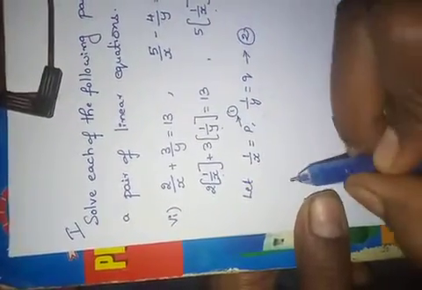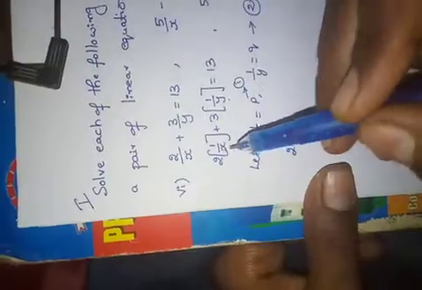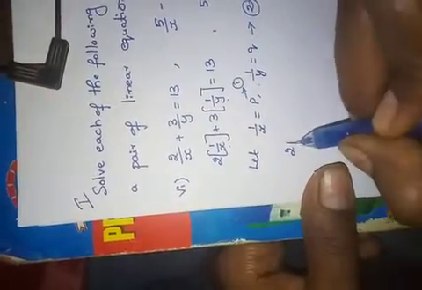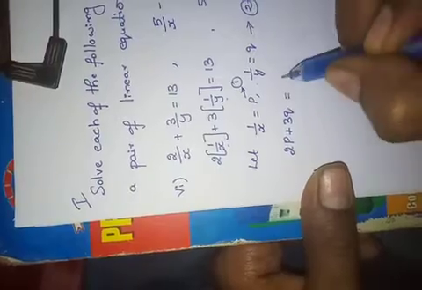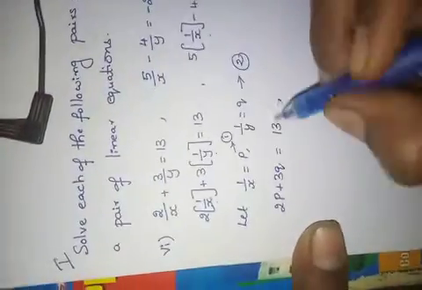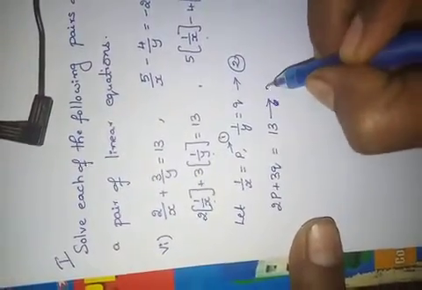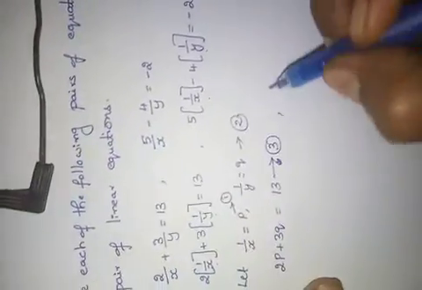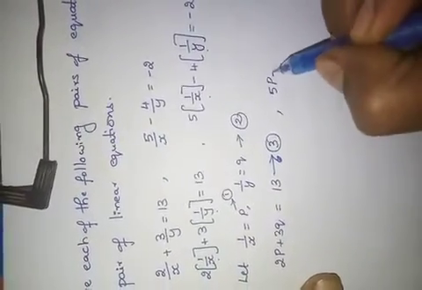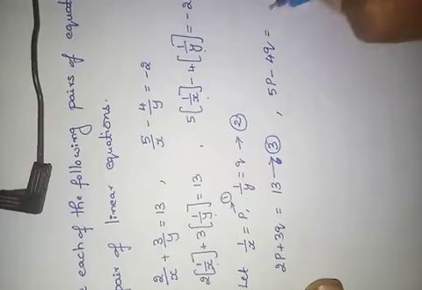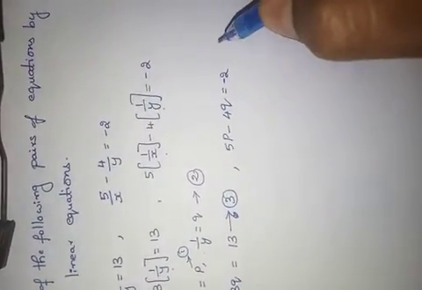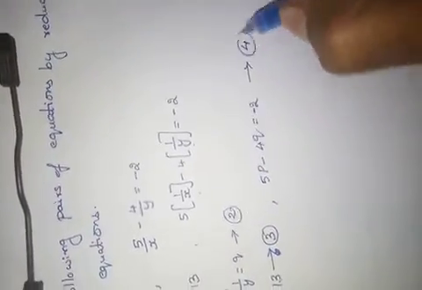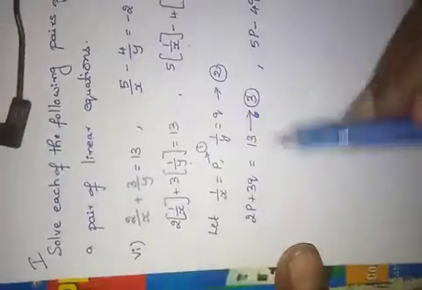If you substitute this in this, 2, 1 by x means p, plus 3, 1 by y means q. 2p plus 3q equals 13. Let it be equation 3. And one more here, 5p minus 4q equals minus 2. Let it be equation 4. Now solve these two equations.